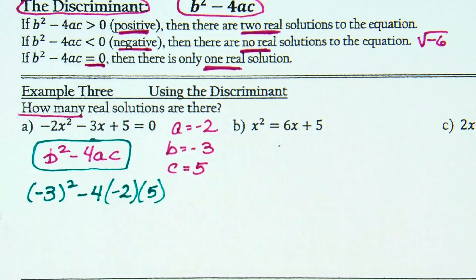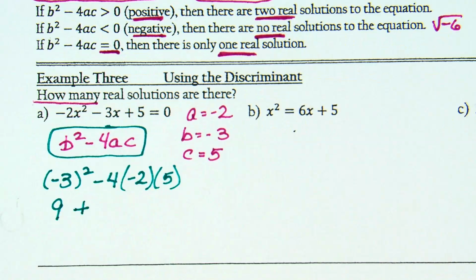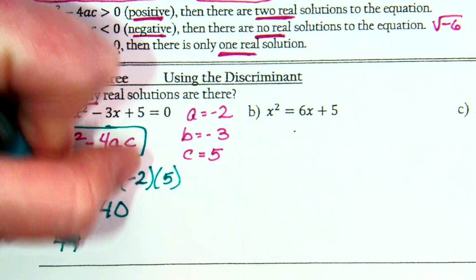What do you know about 9 plus 40? It's 49. It's a perfect square. Irrelevant, honestly. What's important about 49? It's positive. Because it's a positive discriminant, what does that tell me? This problem would have 2 real solutions.